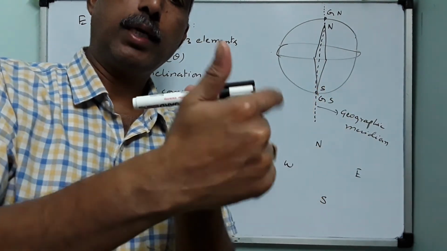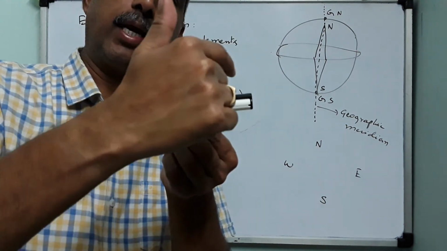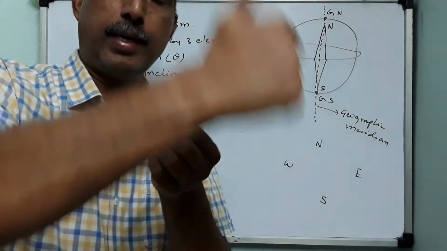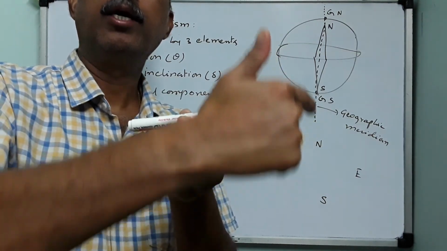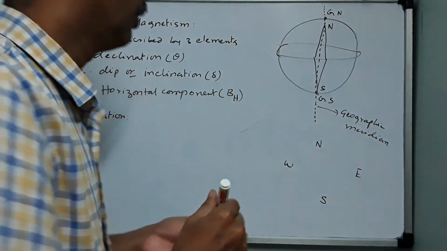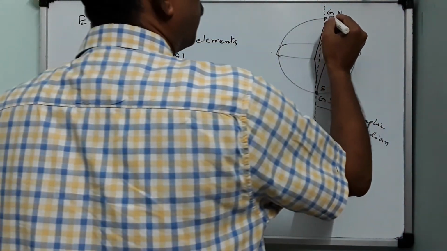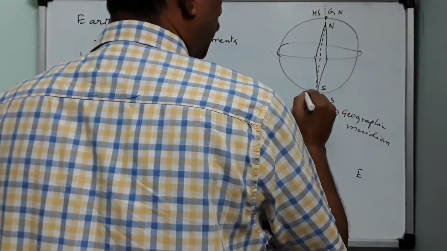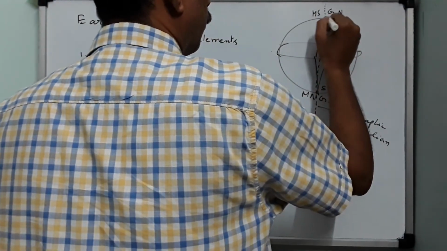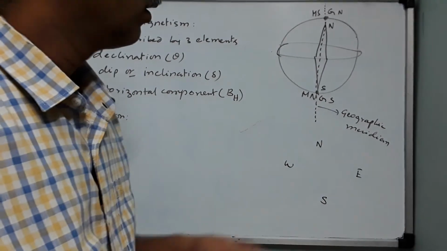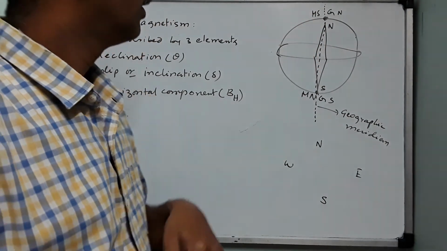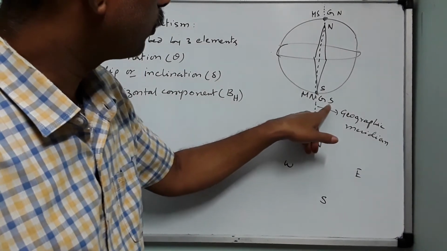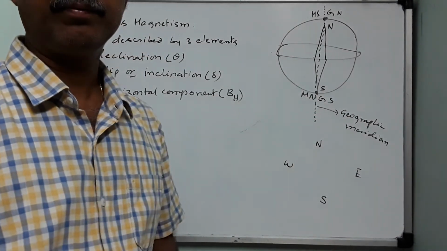So therefore, in the direction in which the north pole of the bar magnet is pointing, there will be the magnetic south pole. So I say that here there is the magnetic south pole and here there is the magnetic north pole. Where geographic north is, there magnetic south is. Where there is geographic south, there is a magnetic north.